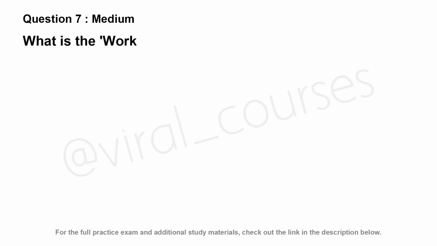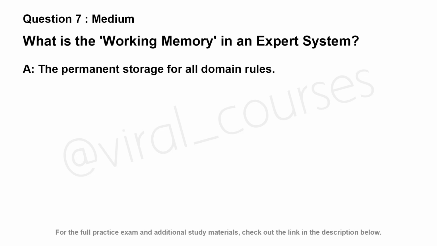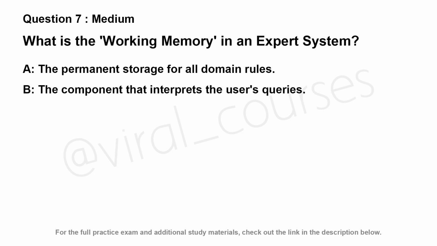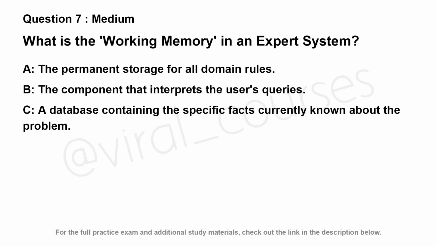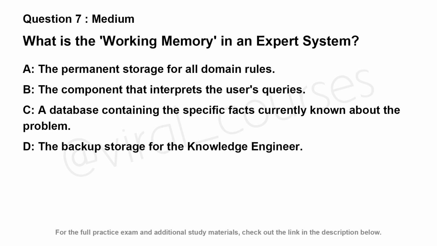What is the working memory in an expert system? Option A. The permanent storage for all domain rules. Option B. The component that interprets the user's queries. Option C. A database containing the specific facts currently known about the problem. Option D. The backup storage for the knowledge engineer.